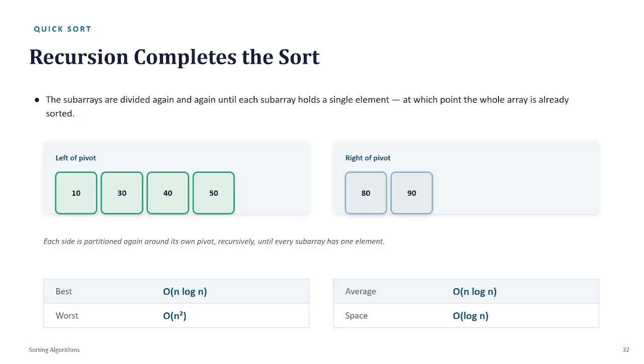This is about the sort complexity. The best case is order of n log n, the worst is order of n squared, and the average is order of n log n. So the average and the best case are the same value, whereas the space complexity needed for quick sort is order of log n.